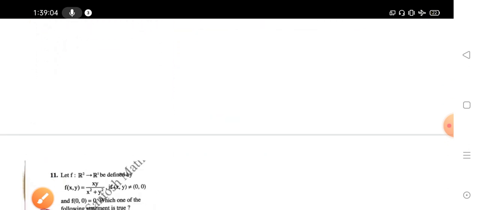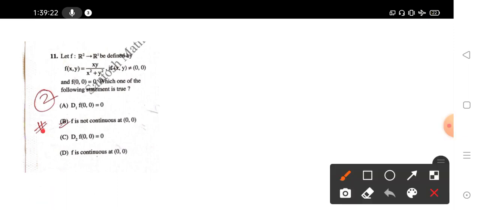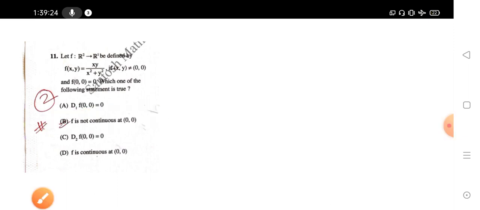Next question. Let f from R² to R be defined by f(x,y) = xy/(x²+y²) if (x,y) is nonzero, and 0 if (x,y) equals 0. Which one of the following statements is true? Here f is continuous at (0,0). Answer is B. Next question.